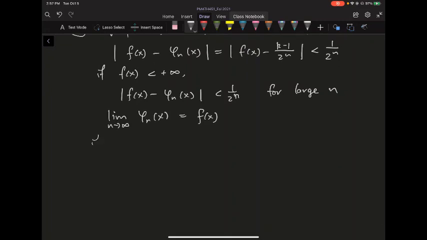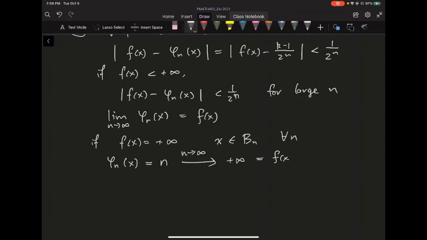And I just need to do one more thing. If f of x is equal to infinity, I'm allowing f of x to take value infinity. So in this case, x is really inside B_n for all n because f of x is really large. So from our definition, phi n of x is equal to n. And because it's equal to n, as n goes to infinity, that converges to positive infinity, which is the value of f of x. Okay, so we do have a pointwise limit.